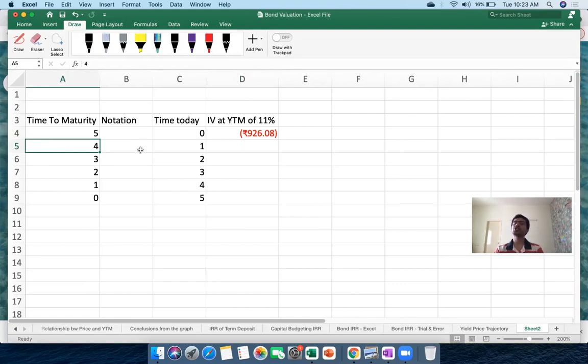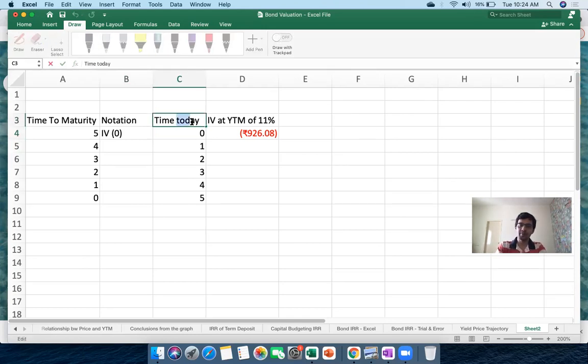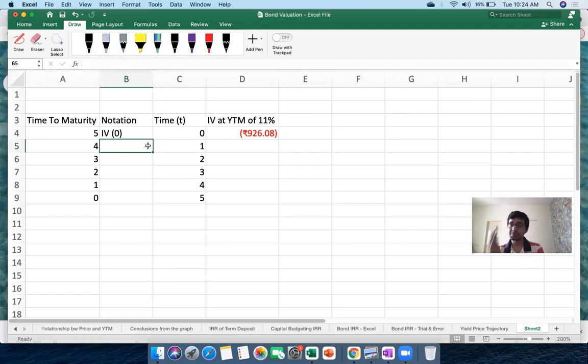Now, after 1 year passes by, the remaining time to maturity is only 4 years. If I have to calculate the intrinsic value of the bond standing at t equal to 1, I had calculated IV0 standing at t equal to 0. This time today is actually t equal to 0. Now 1 year has passed by, and assume that I want to calculate the intrinsic value of this particular bond standing at t equal to 1.